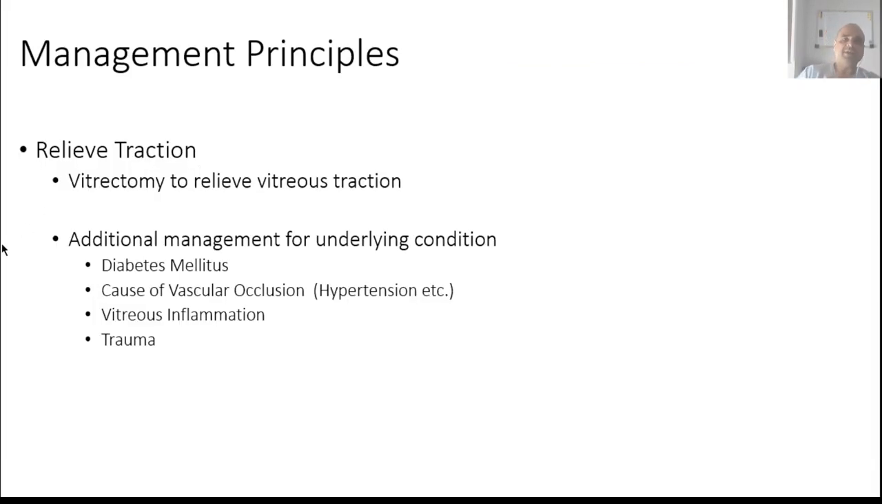And the management principle here is you need to cut these bands or dissect them away because if you remove the traction, the retina would settle back, because again, there are no holes. And obviously together with this, you need to manage the underlying cause as well because the bands might form again.